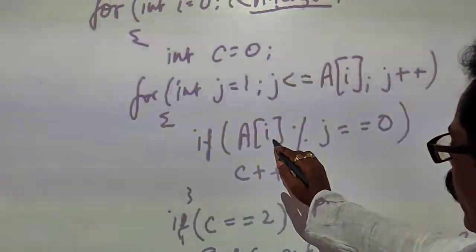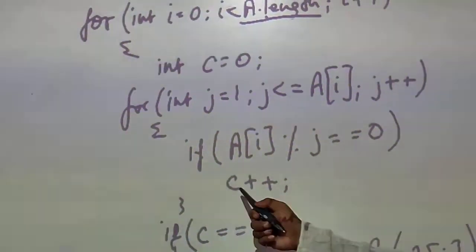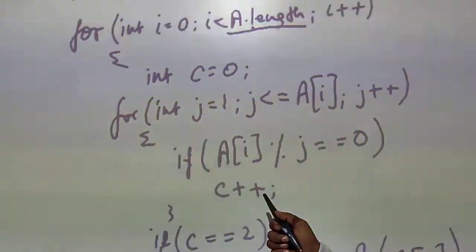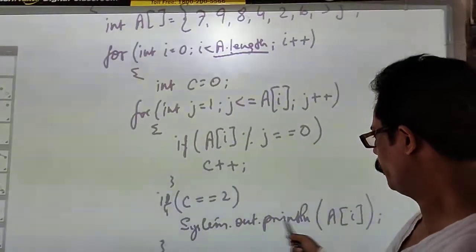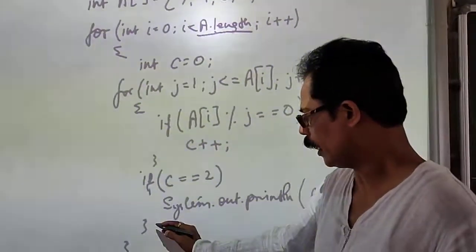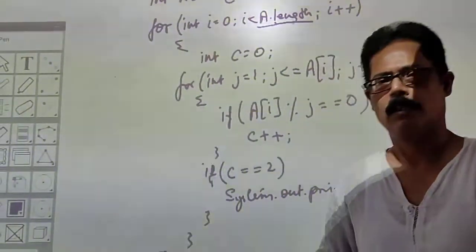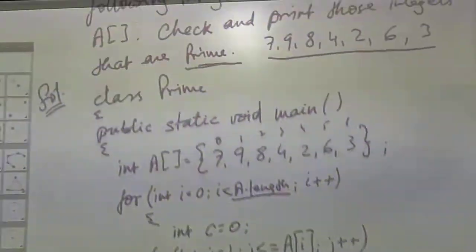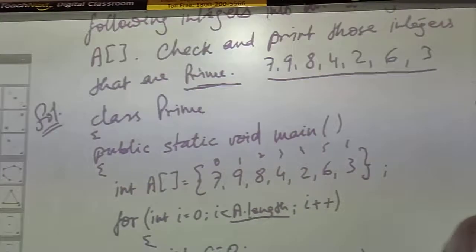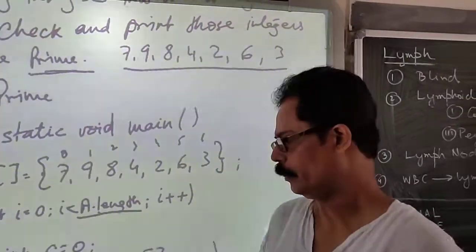If a[i] modulus j equals 0, then c, the counter variable we have taken, counts the total number of factors. And then if c equals 2, println a[i]. Close the i loop, close the main function, and close the class. So this is what happens if we assign values in the program itself, that is, while coding the program.